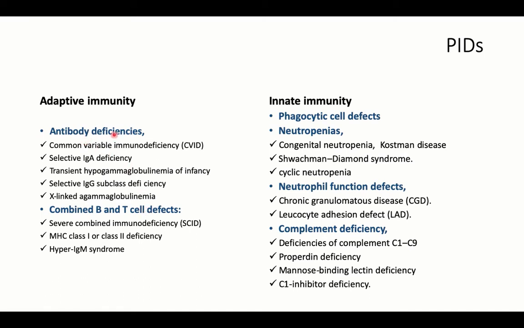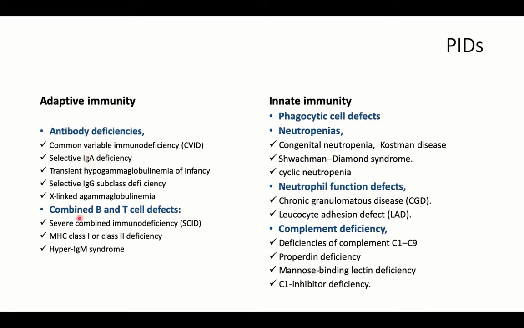Antibody deficiency is a disorder in the B lymphocytes that produce antibodies. These are the more common presenting PIDs, including common variable immune deficiency, selective IgA deficiency, transient hypogammaglobulinemia of infancy, selective IgG subclass deficiency, and X-linked agammaglobulinemia, which is the worst one.